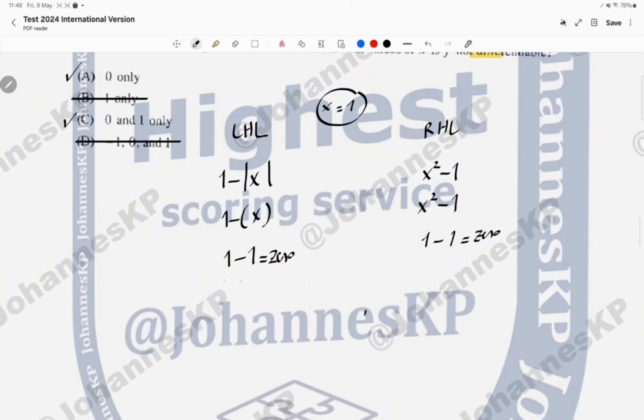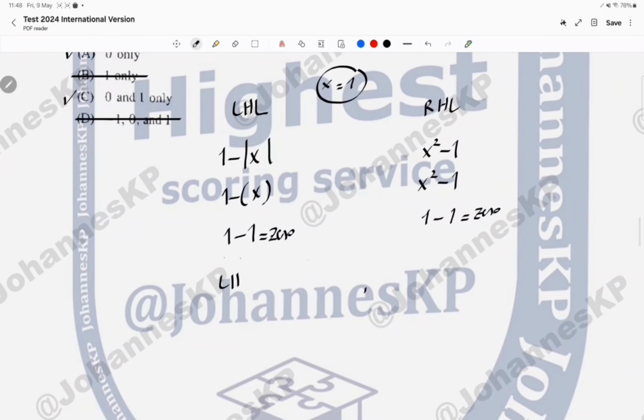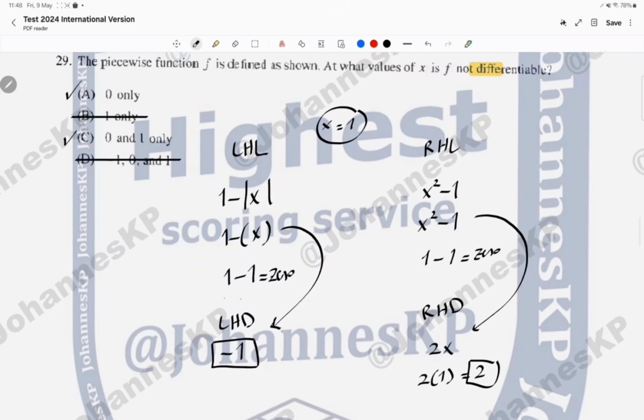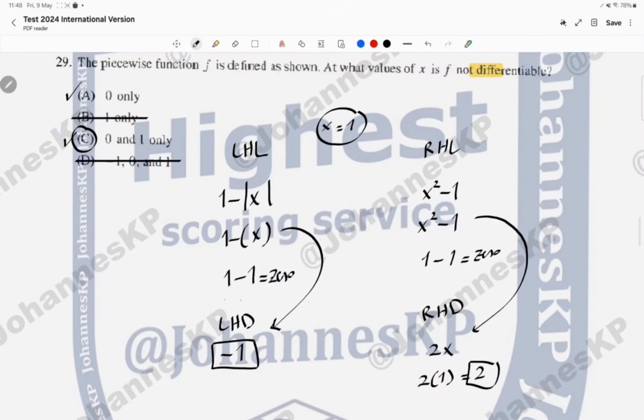Yes. The question is, is it differentiable or not? Left-hand derivative, right-hand derivative. Okay, so you will differentiate that one into minus 1 and this one into 2x. Plug in the 1, so 2 times 1 is a 2. Are they equal to each other? No, so it's not differentiable at 1 either. So it's going to be choice C.